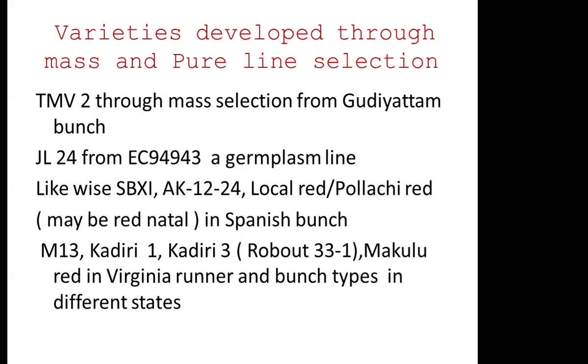Actually, one red Natal was introduced through a trade route. Mostly these were all through sea at that time, through ships. And the selection from this red Natal might have been named Polachi Red in Tamil Nadu and the adjoining states of Andhra Pradesh. And in Virginia types, M13, Kadiri 1, Kadiri 3. Kadiri 3 is a selection from Robut 33-1, and it has served as a base for many varieties later on. Mauritius Red in Virginia runner bunch types. These are in different states. These were the varieties selected earlier through these simple mass and pure line selection procedures.